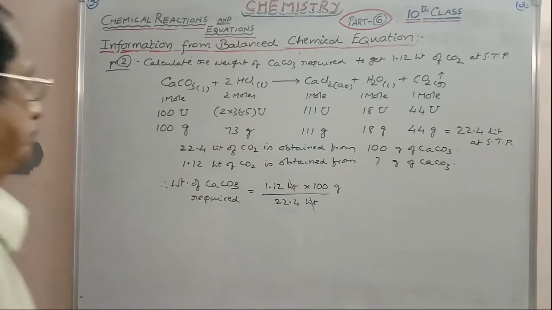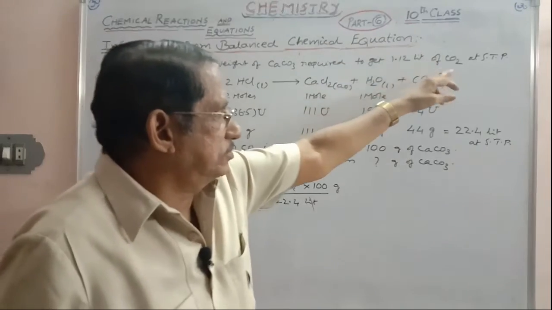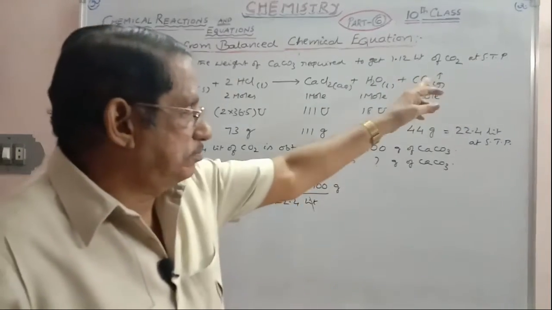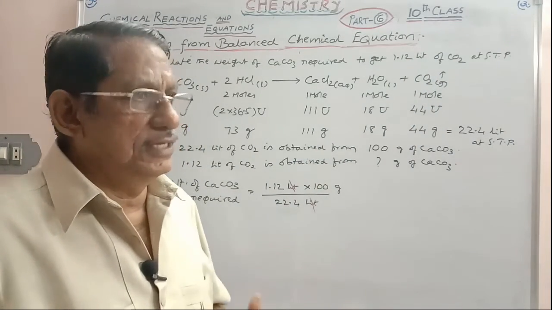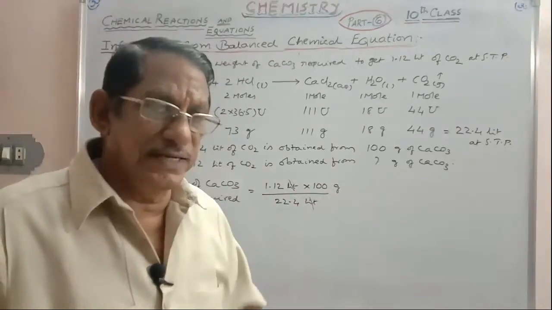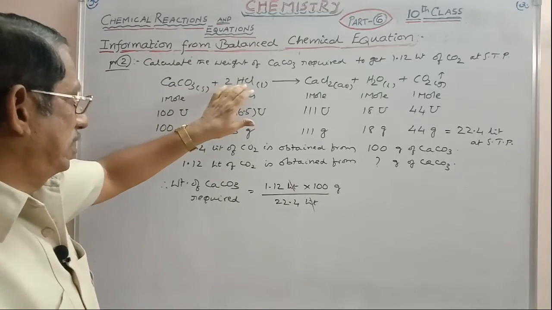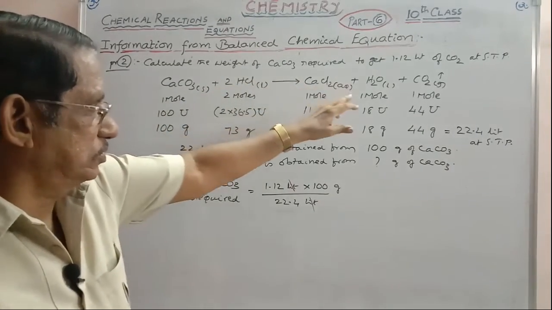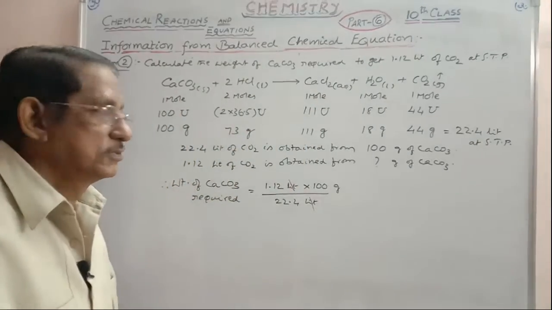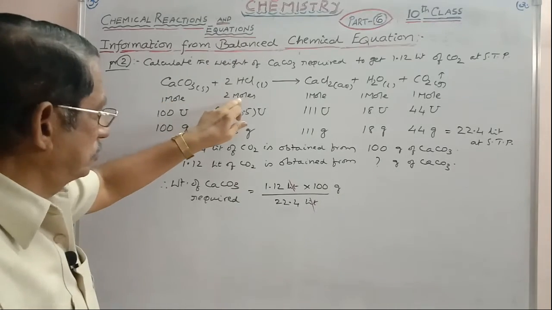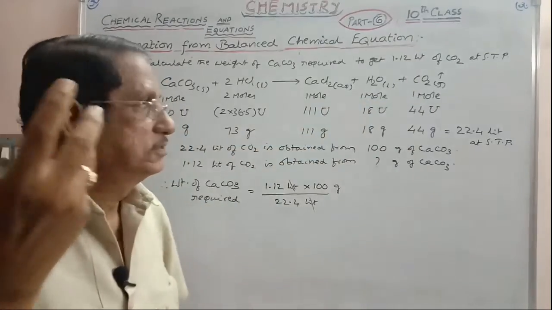Next problem, calculate the weight of CaCO3 required to get 1.12 liters of CO2 at STP. You have to get 1.12 liters of carbon dioxide at STP. How much CaCO3 is to be taken in the reaction? CaCO3 liberates carbon dioxide when treated with dilute acid. So, CaCO3 by the action of dilute HCl is converted into CaCl2, H2O and CO2. You have to get the relationship between weight and volume. And here 1 mole of CaCO3 reacts with 2 moles of HCl to give you 1 mole of CaCl2, 1 mole of H2O and 1 mole of CO2.